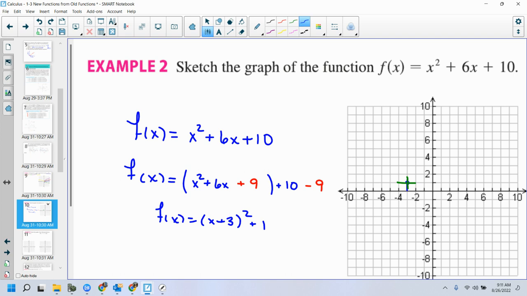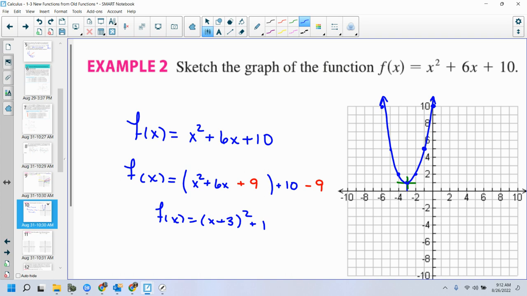So I know that if I go right 1, it's up 1, right 2, up 4, right 3, up 9. And then those are all reflections. How do I know that's going to happen? Because think about the parent. I square 1, I get 1. I square 2, I get 4. I square 3, I get 9. I have to be careful with the units here. 2 units here, 3 units here. And there's my graph.